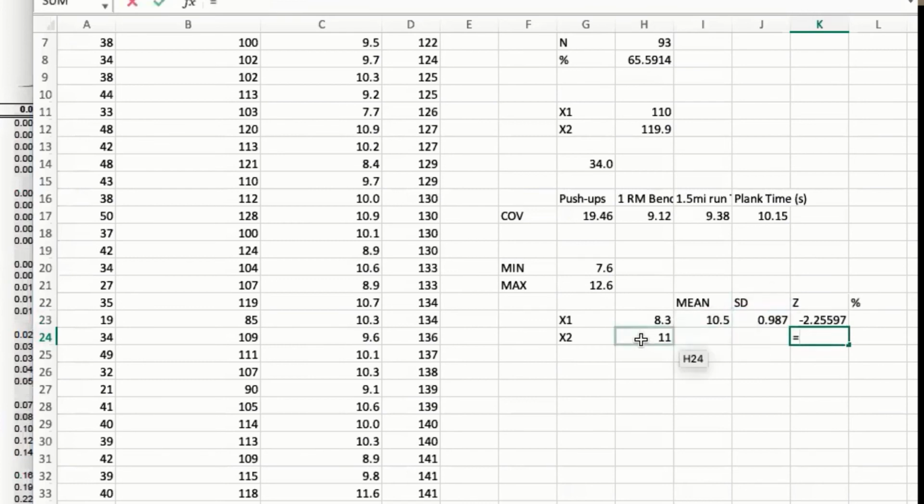Similar process for our x2 variable. Parentheses, x minus the mean, divided by standard deviation. Okay, so we get these two values. That would tell us which z-table to look up.